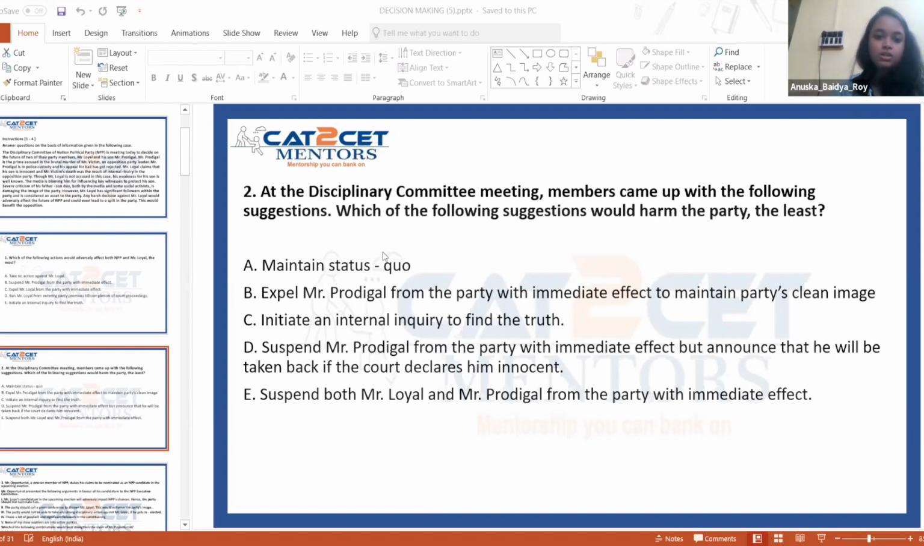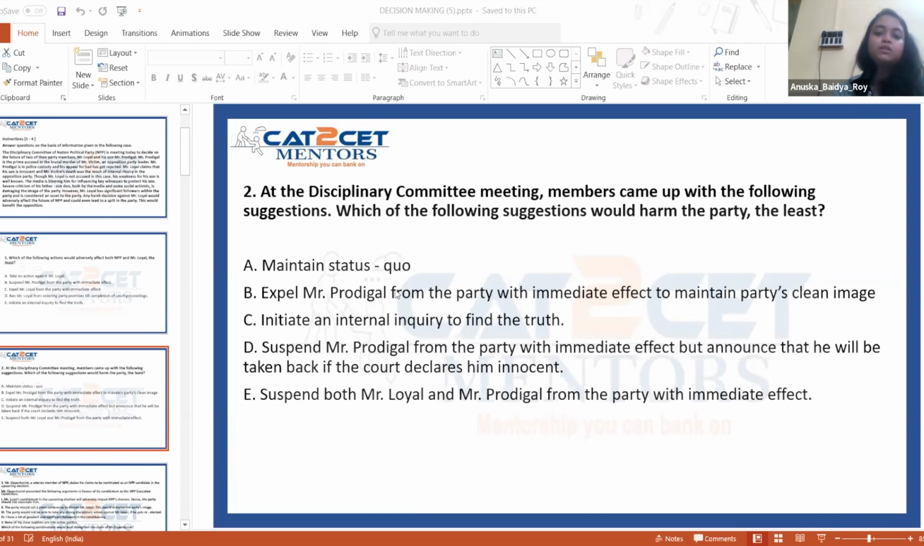Okay, so A is maintaining status quo. If the party maintains status quo, is there any harm happening to the party? Let's think about it. If I maintain status quo with these people, then the harm that is happening is that the party's image is getting destroyed amongst the public. That is a harm that is happening to the party. Any other harm that we can think about? So for the first option, the harm is that the party's image is getting destroyed if they maintain a status quo.